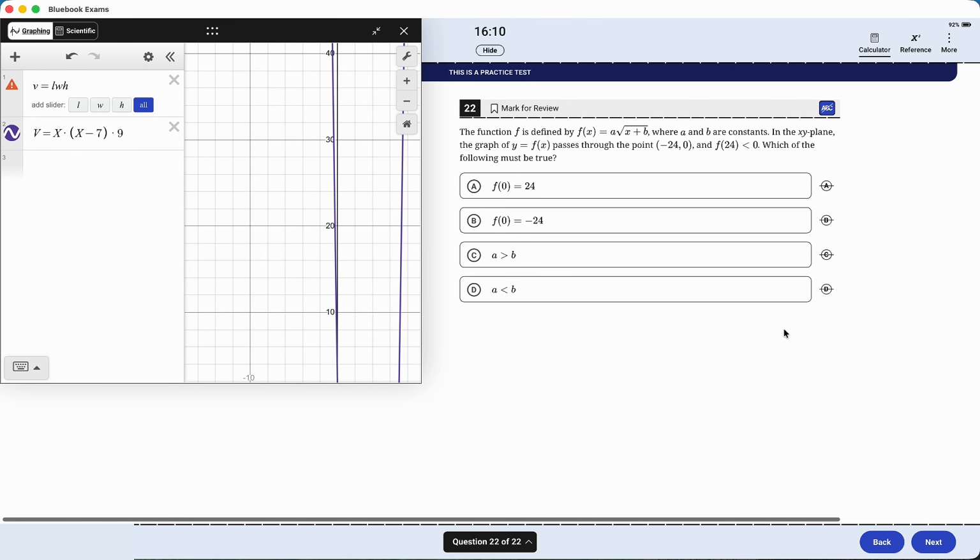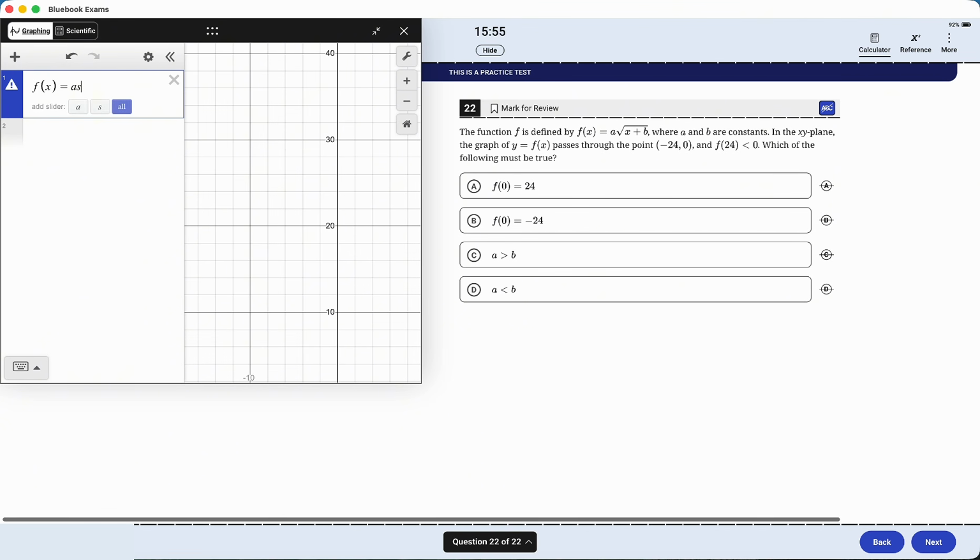Finally, this is a really hard one, actually. Generally most of the stuff shouldn't be too bad in Module 1, but there could be one kind of hard problem or two, possibly. So over here, you get this square root function. If I type this in, obviously nothing is going to show up because we don't know what a and b are. And it says, in the xy plane, this passes through this point, and f of 24 is less than 0. Which must be true?